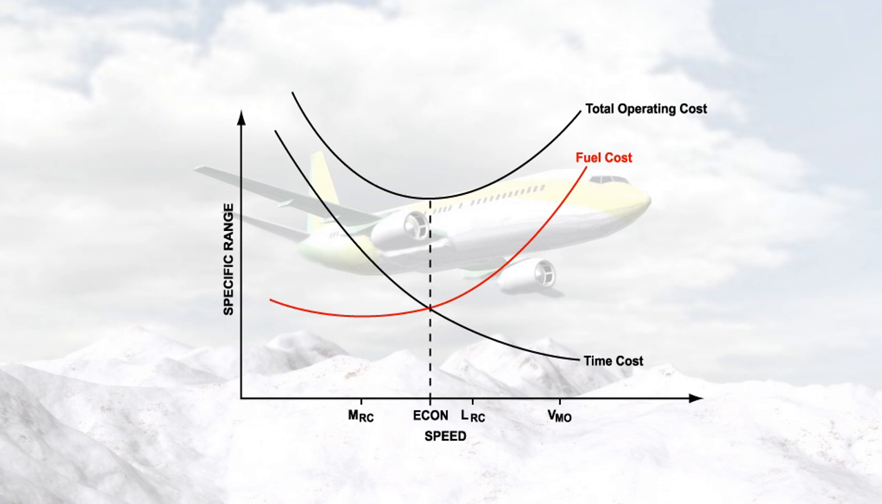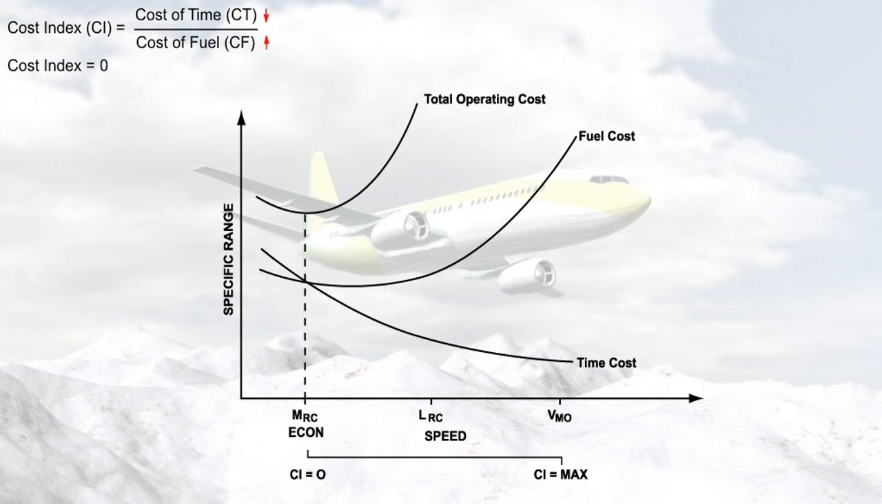You can see from the total cost curve that the speed which gives the minimum total operating cost is the most economical speed to fly. This speed is called econ. In other words, the minimum cost speed. The value of econ speed is worked out by the flight management system based upon the value of the cost index. As a formula, this cost index is a ratio of cost of time, CT, divided by the cost of fuel, CF. When fuel costs are high and time costs are low, then the cost index is almost zero.